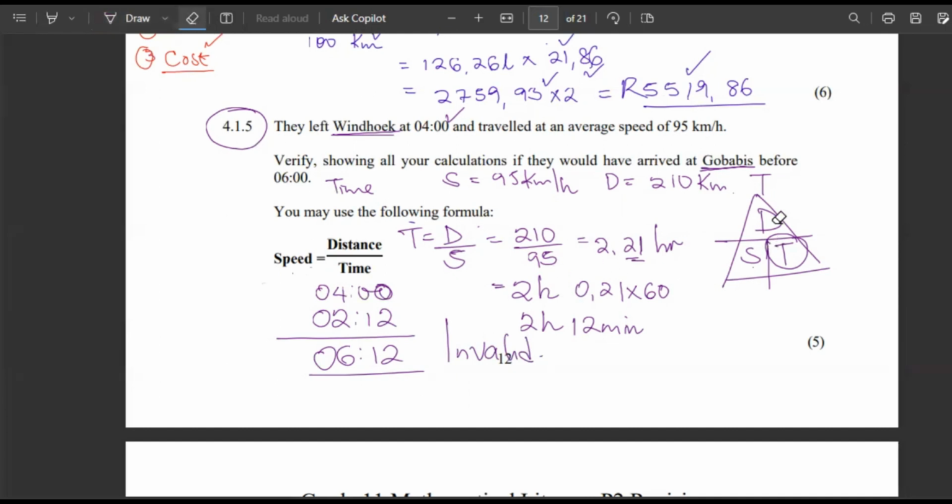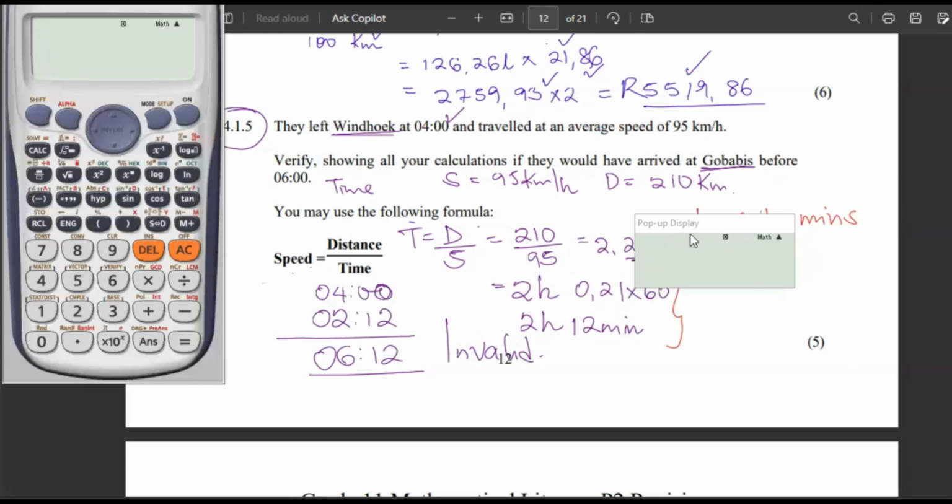All right. What you can do here, remember this part here. This part here. How do we change hours to minutes? Please, you shall have to do this. You get your 210 divided by 95, press equals. That's the answer that you get.